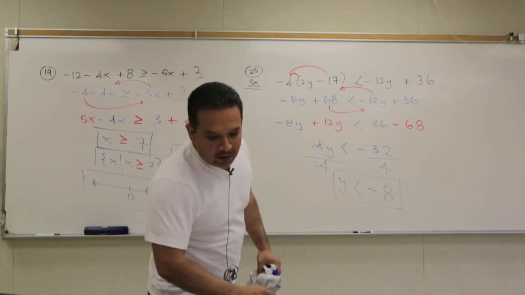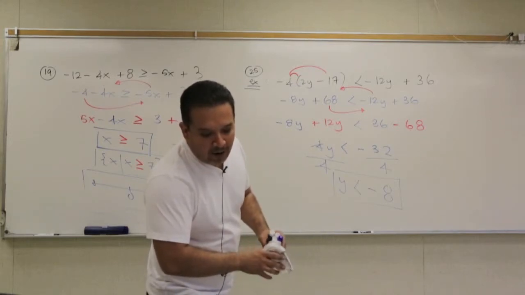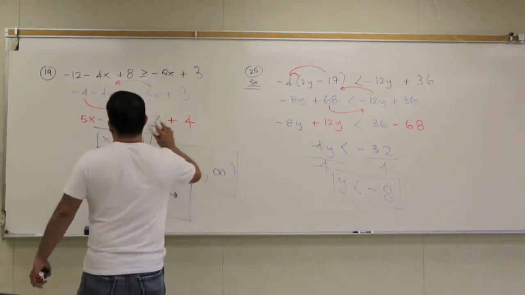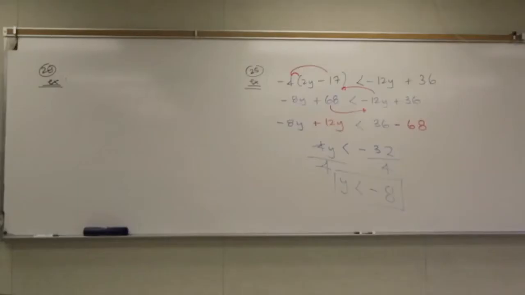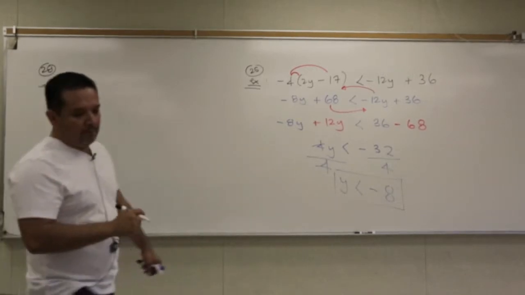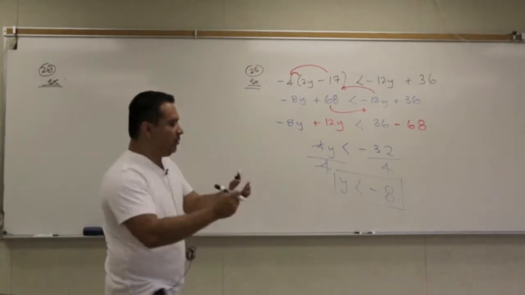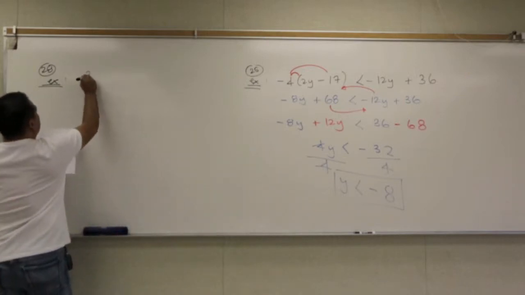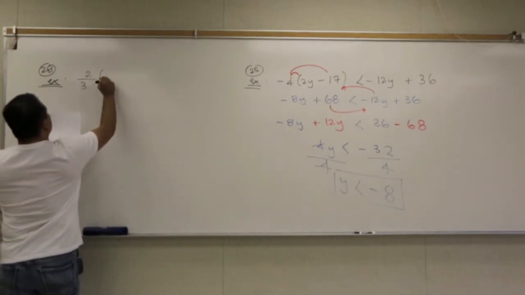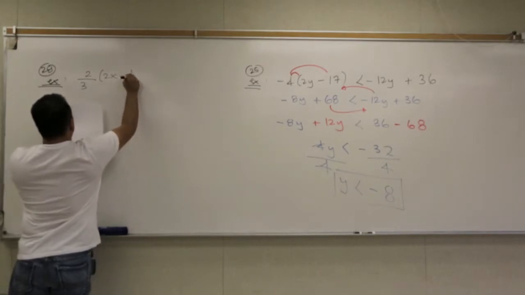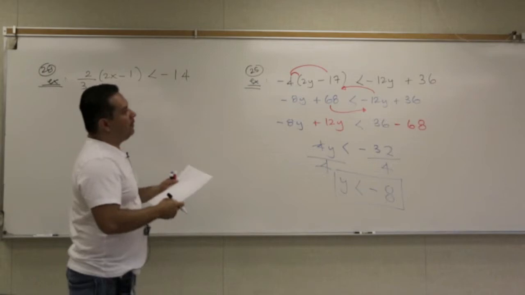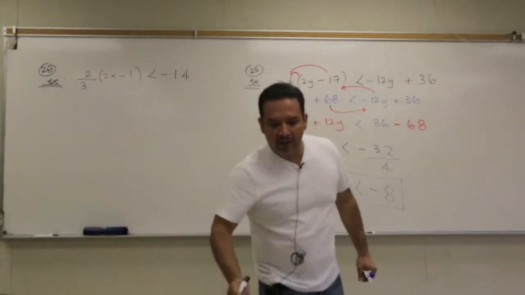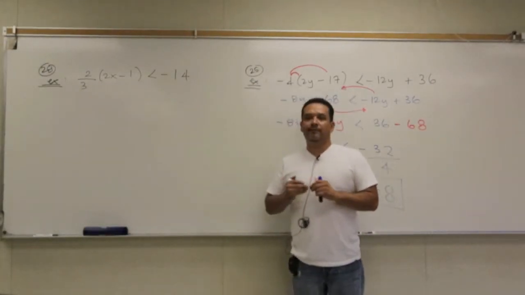So let's do another one of my favorites. How about number 28? Does that look like a good problem? Let's compare. So let's say 28. Notice this one: 2/3 times what? 2x minus 1 less than negative 14. This is number 28 on that worksheet. It's a good one.